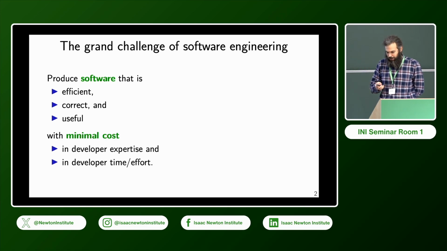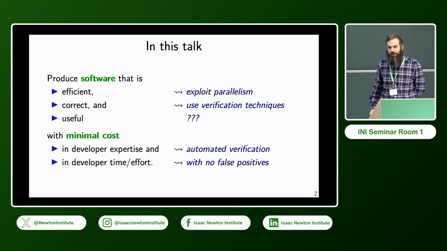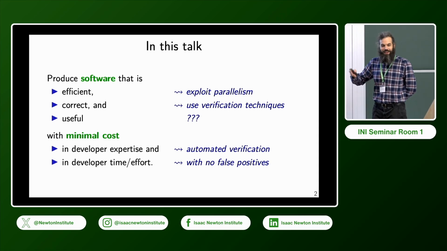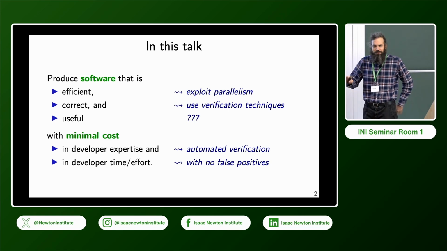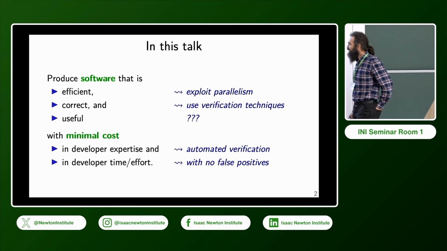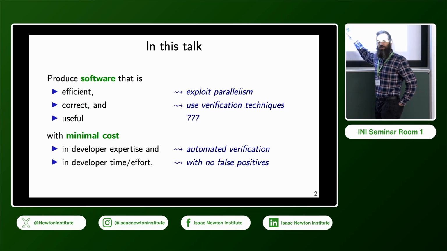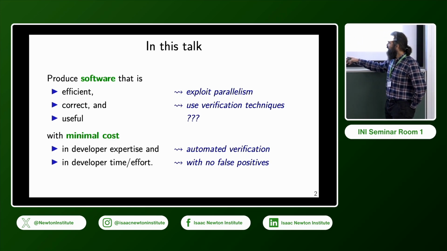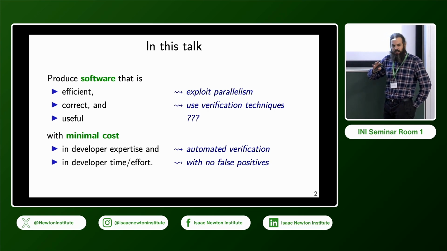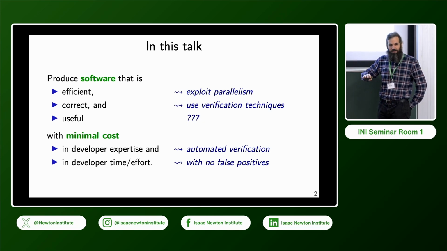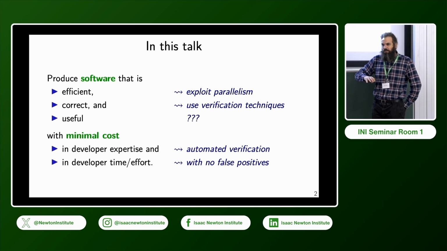I'll not quite tackle this. I'll tackle a simplified version, where efficient means a concurrent program for me. Correct means I'll use a verifier to prove it. Useful, I don't know what that means. Maybe satisfy the specification if you like. Minimal cost to me, okay, let's use automated verification, so the cost is just compute time. And to have minimal developer cost, let's at least have a system that will never say, okay, I can't prove your program, and stop.